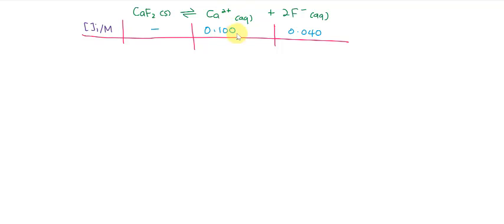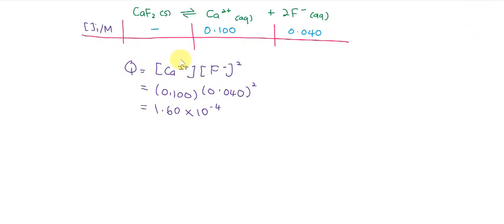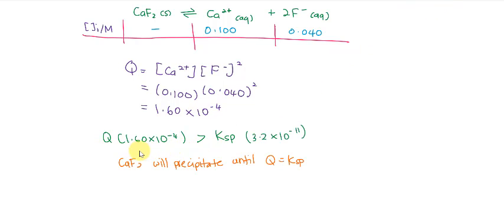Since we already have the initial concentrations for both ions, now we are going to calculate Q. Q is equal to the concentration of Ca2+ times the concentration of F minus to the power of 2. Substitute the values, and you will get Q equal to 1.60 times 10 to the power of minus 4. Now compare the Q value with KSP. Since Q is larger than KSP, the CaF2 will precipitate until Q is equal to KSP.